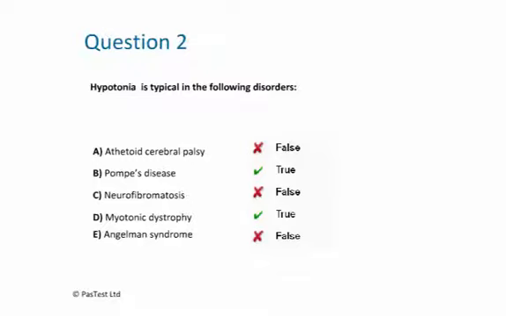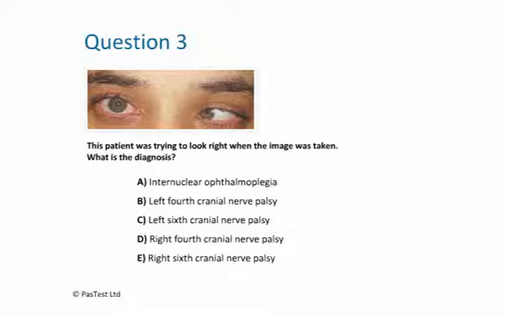This best of 5 is an image question. So look at this picture. The patient is trying to look to the right when this picture was taken. So what is the likely diagnosis? 1. Internuclear ophthalmoplegia. 2. Left fourth cranial nerve palsy. 3. Left sixth cranial nerve palsy. 4. Right fourth cranial nerve palsy. And 5. Right sixth cranial nerve palsy.